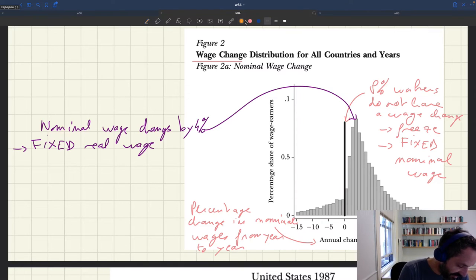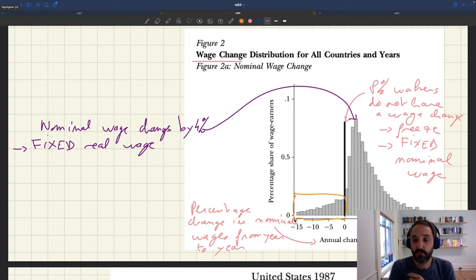Another thing that's very interesting is that you can see that here you have a significant amount of workers who do get a reduction in nominal wages. So people always say, oh, look, there's a big mass of workers that get a zero wage change in nominal terms, so that means that wages are rigid downward. But that's just not true. You can see that there is a bunch of workers who get wage cuts here.